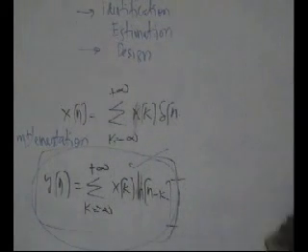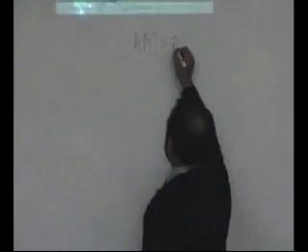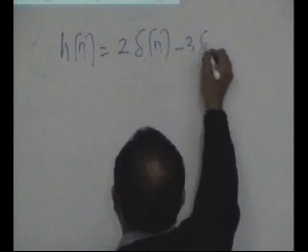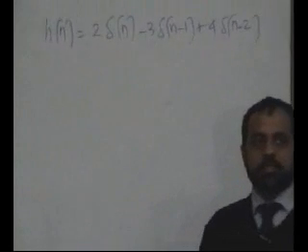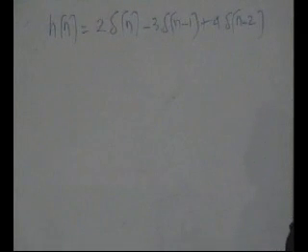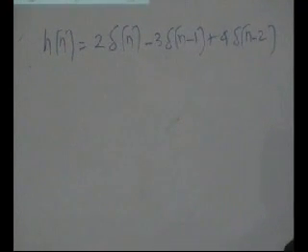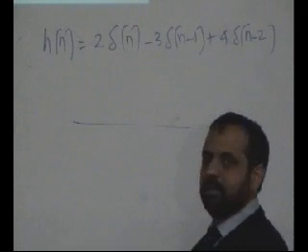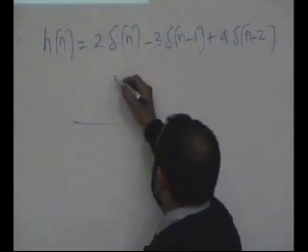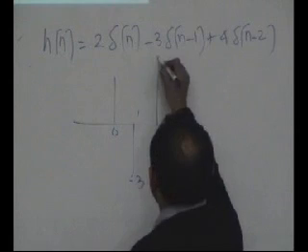A numerical question will look like this. h of n is 2 delta of n minus 3 delta of n minus 1 plus 4 delta of n minus 2. I say this is the impulse response. What is the impulse response? h of n is the response of a system due to an impulse. If you input an impulse, this is what you get at the output. You can draw this, and it's better to always draw signals, as it gives you better visualization. At 0 it is 2, at 1 it is minus 3, at 2 it is 4.